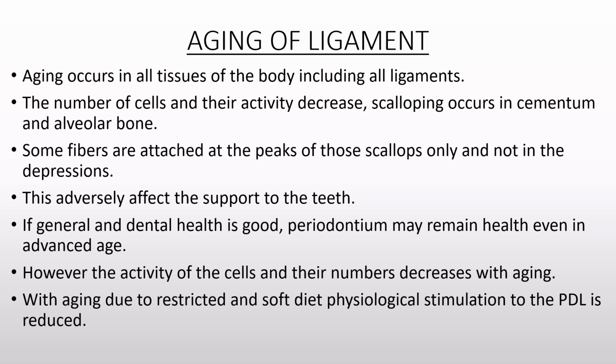There will be reduced formation of collagen, and the structural integrity of the collagen can be reduced during aging, and the width of the periodontal ligament will be decreased during the aging period. And with aging, due to the restricted and soft diet stimulation, the periodontal ligament is reduced.